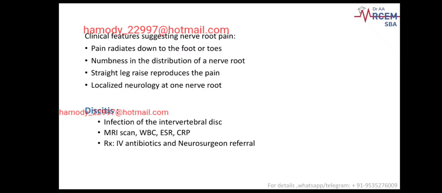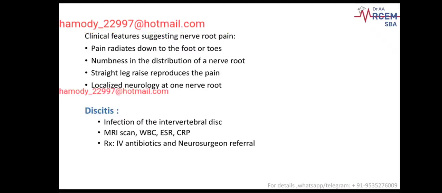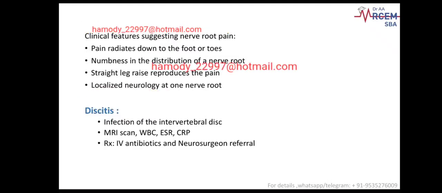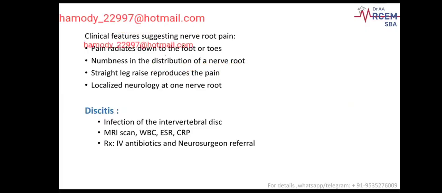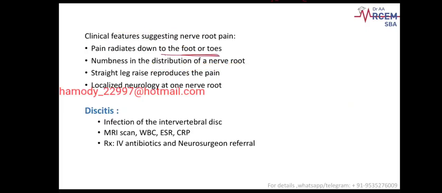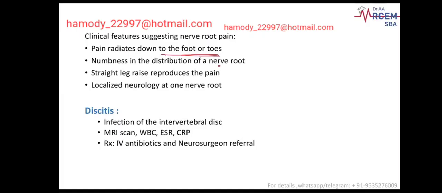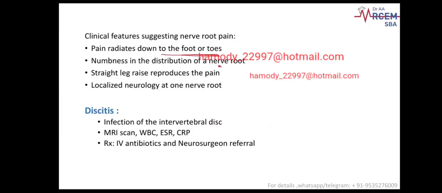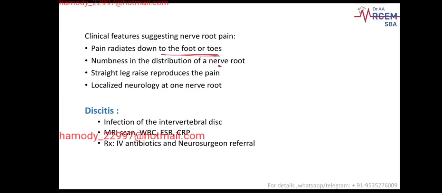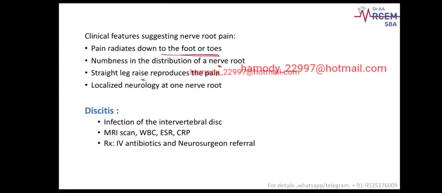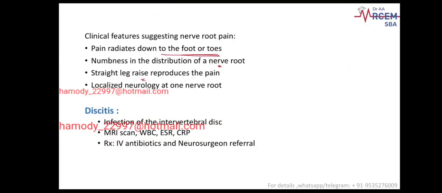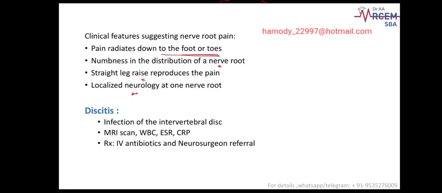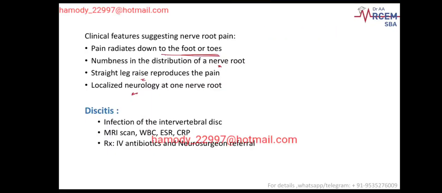The clinical features which are more suggestive of nerve root pain: it is a root pain we're talking about. The pain radiates right down into your foot and into your toes. Numbness is distributed in the nerve root, for example L5, so it will be present in the dermatomal distribution. Straight leg test usually reproduces the pain. Localized neurology at one nerve root can be present.